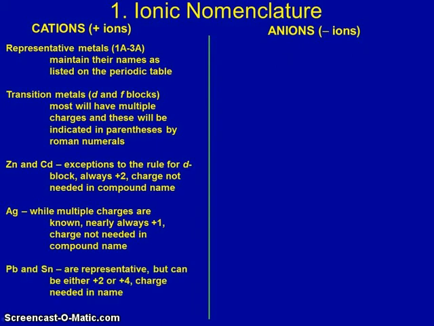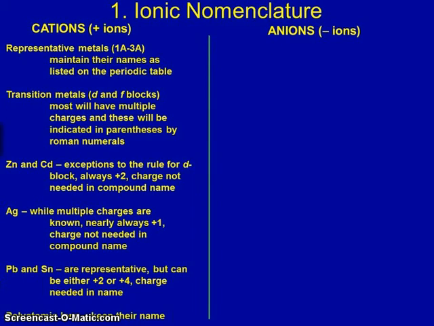Last but not least are lead and tin. They are not in the D or F block. They are group 4 representative metals, but they tend to have multiple charges. They can be found in nature quite readily as +2 or +4. Even though the +2 is more common, you do need to know how to deal with the +4, and they will be named just like transition metals.